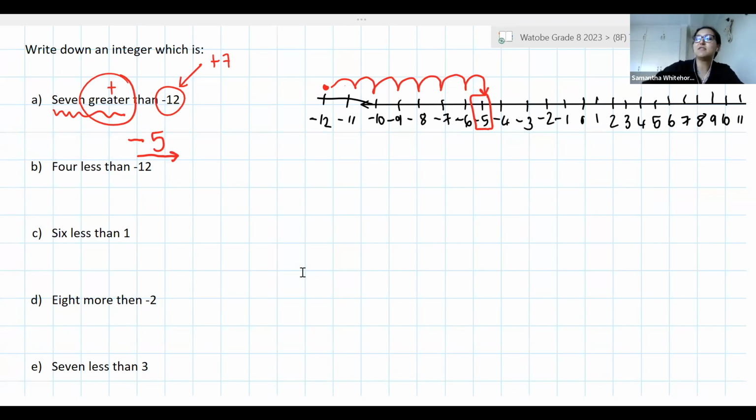Okay, guys, if you're ready to raise a hand, now is your time. We've got 4 questions. I'm going to do Tingo's first. Okay, Tingo, tell me, for B, what is 4 less than negative 12?